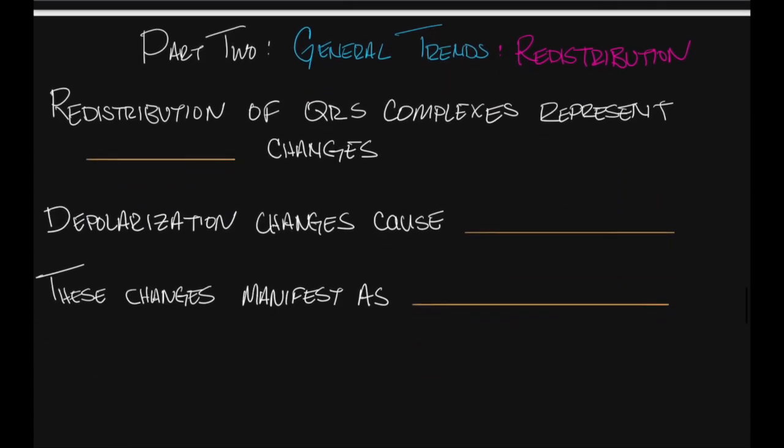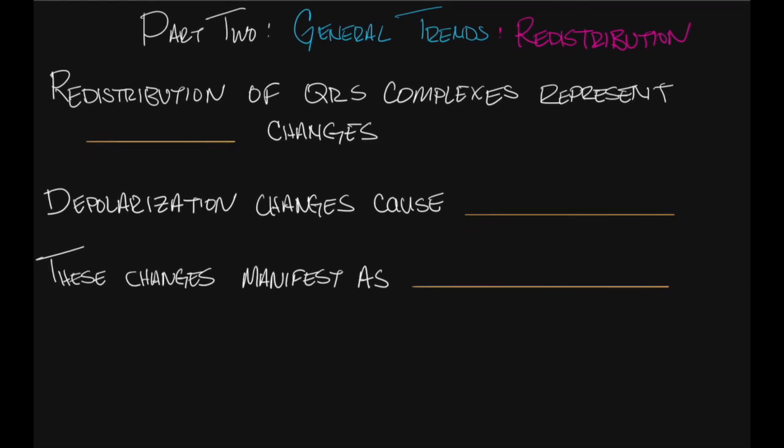And one of the trends we want to be able to keep in mind is that redistribution of the QRS complexes, well, they represent depolarization changes. And that depolarization is the same as the squeeze of the heart. And those changes associated with the squeeze of the heart, well, they cause changes in the repolarization, or that relaxation of the heart. Now the difference is those repolarization changes don't really manifest as QRS complexes, they manifest as ST and T wave changes.